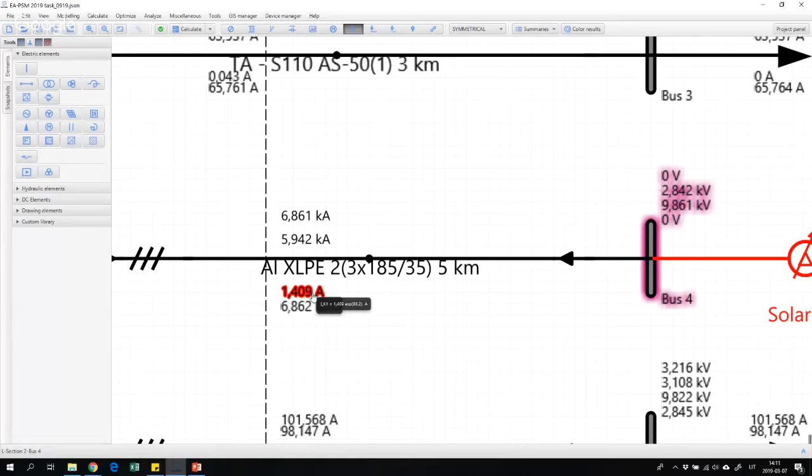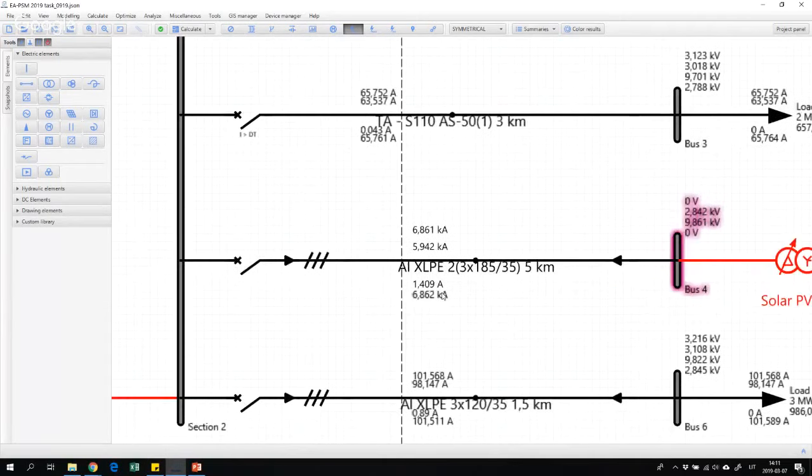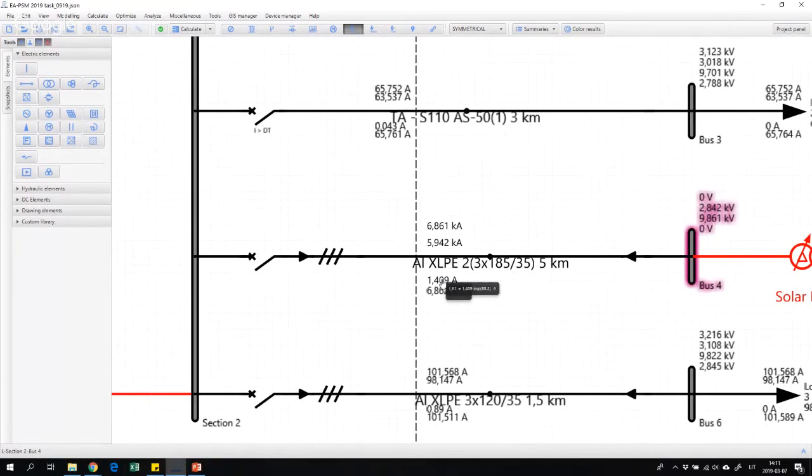It is the smallest because this network is isolated, and the only path for this short circuit current is the capacitances, which I already mentioned.